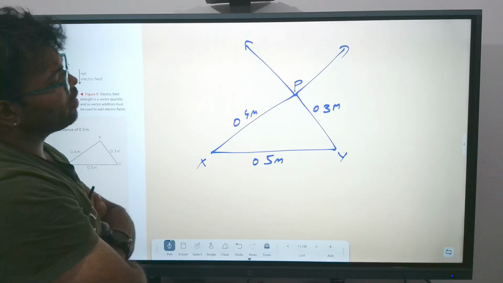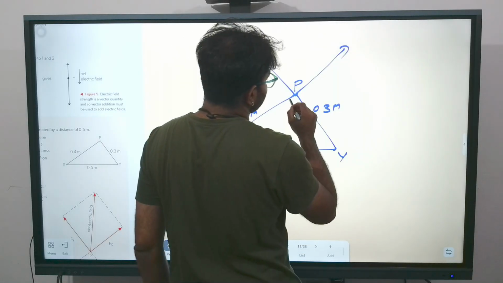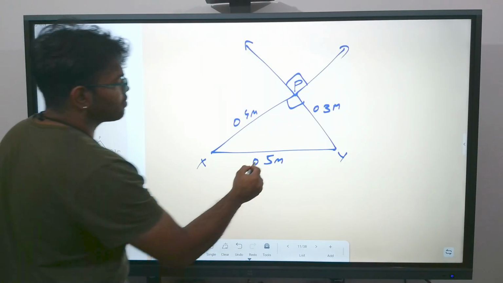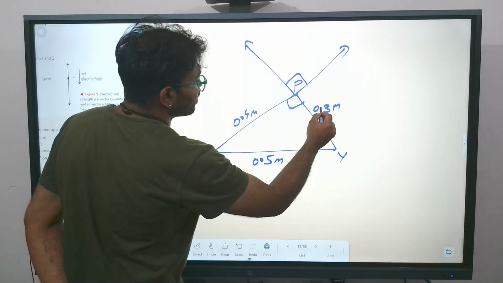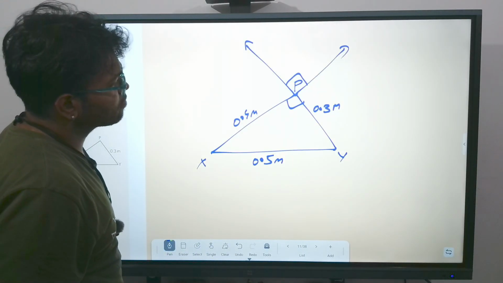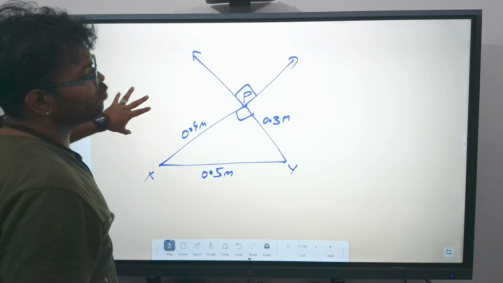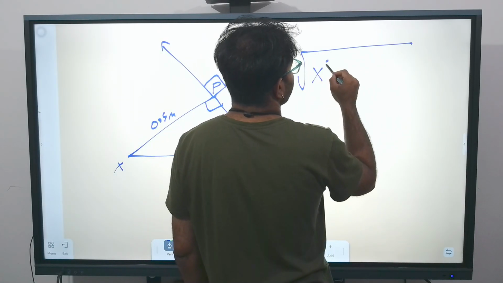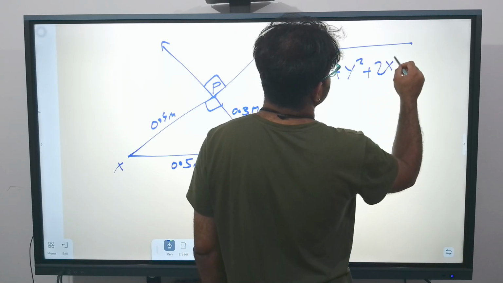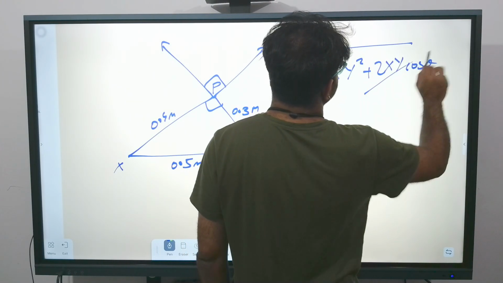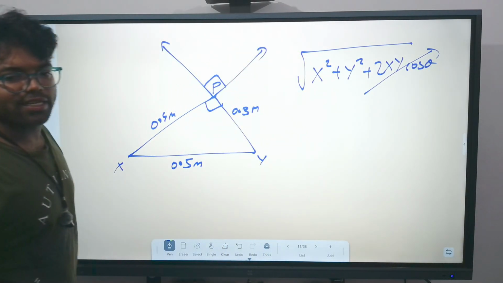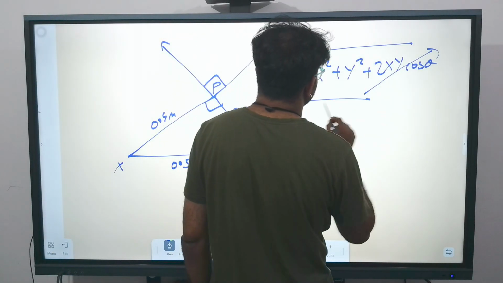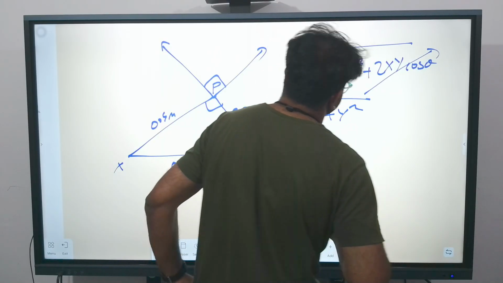So the angle has to be, if these two are straight angles, Akshay, these two angles also have to be 90 degrees, right? Because they are vertically opposite to each other. So if they're vertically opposite and you have two vectors, the sum of the two vectors is equal to what? We know the sum of two vectors is x squared plus y squared plus 2xy cos theta. This whole thing becomes zero because of the 90 degrees, so you only end up with root under x squared plus y squared.